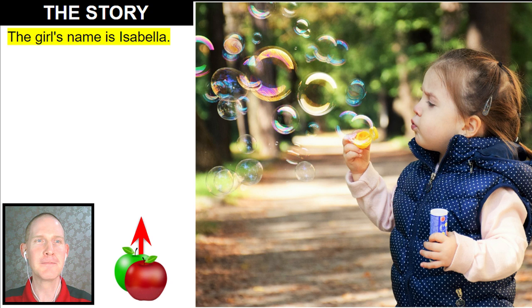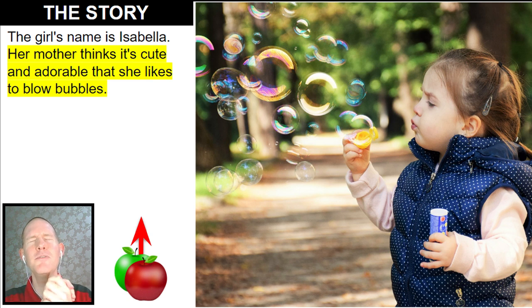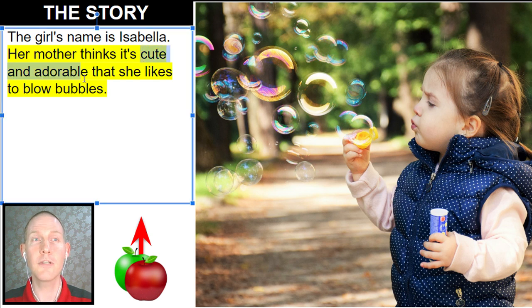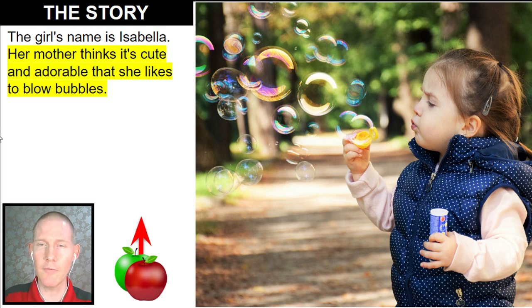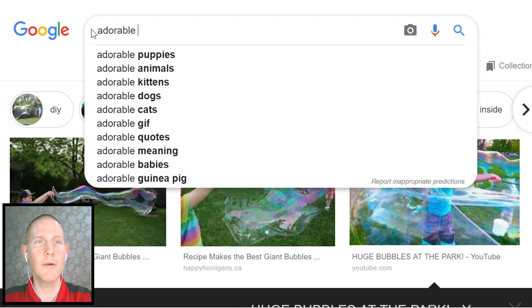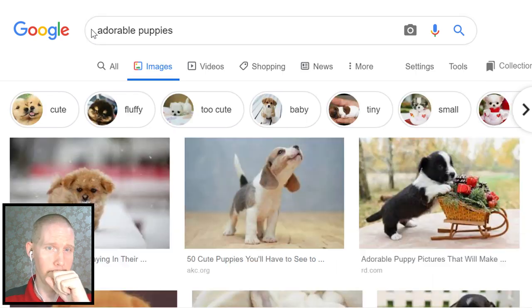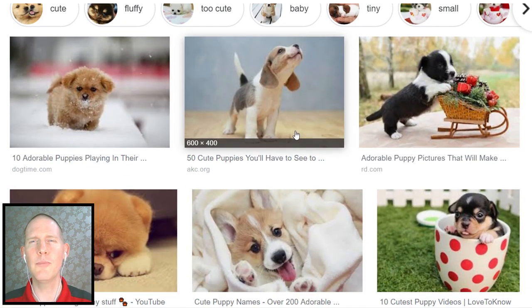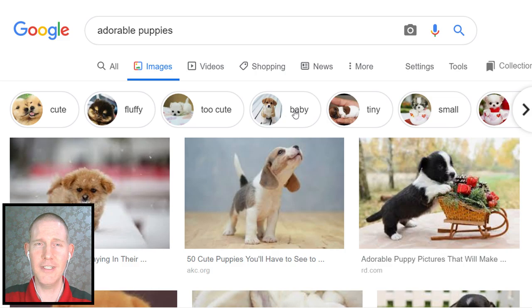Here we go. The girl's name is Isabella. Her mother thinks it's cute and adorable that she likes to blow bubbles. Alright, we have two words here, cute and adorable, and they mean pretty much the same thing. So if you see adorable and cute together, they're the same thing. So for example, if we put in adorable puppy maybe. Adorable puppy. Puppies. Alright, so adorable, this is when people go, how cute, how adorable. Right.